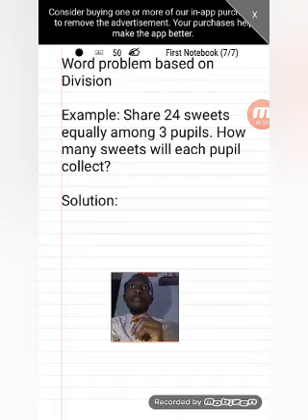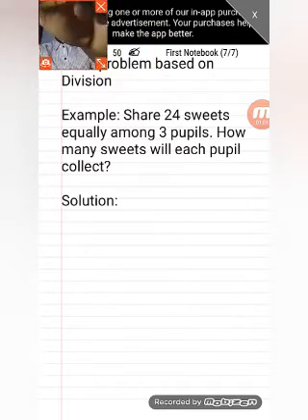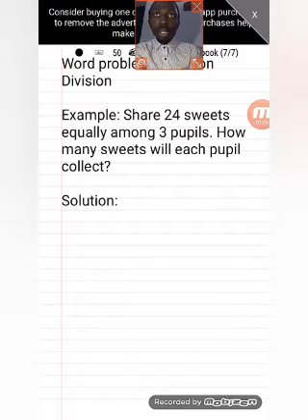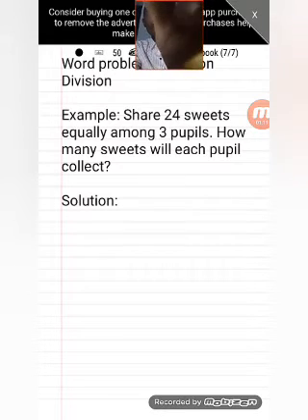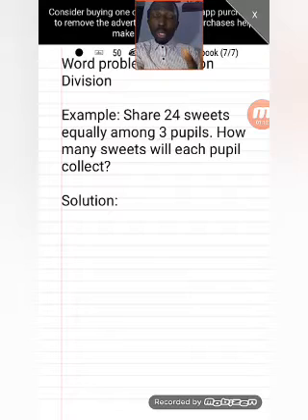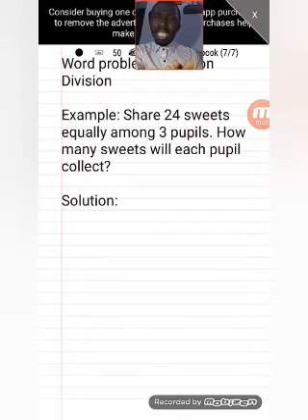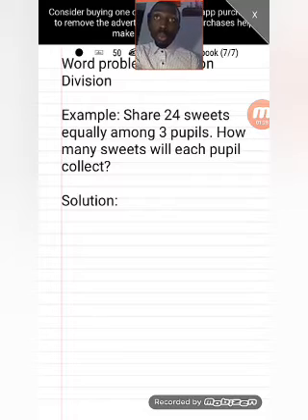We now go into the solution. Okay, so what we can do for this question is this: you can do any of the 2 methods. I told you about the method of dividing by counting. Then I also taught you the method of using your multiplication table to do the division. So we can use the 2 here.